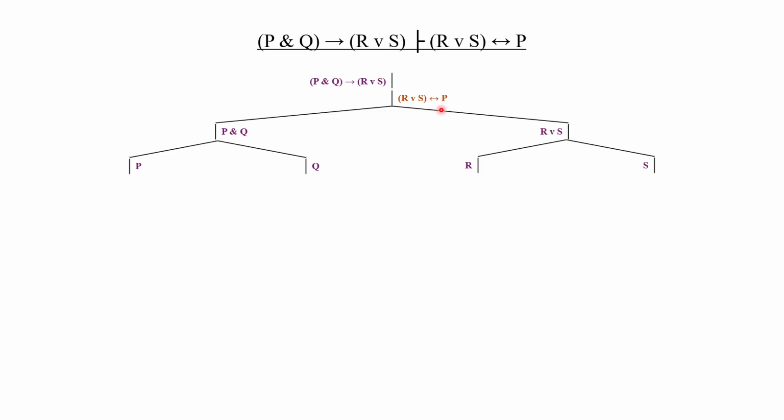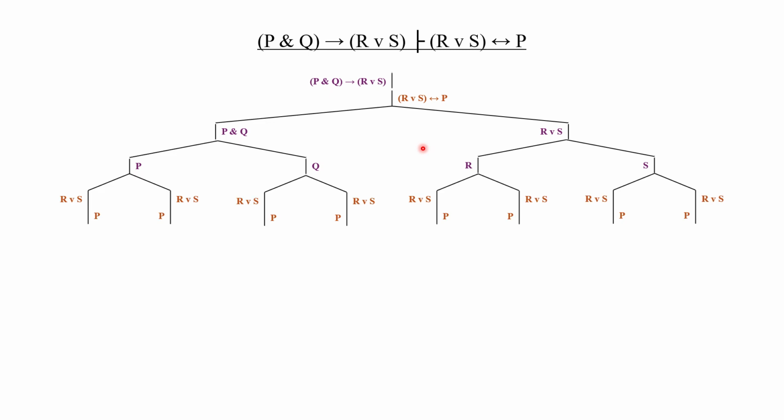Now let's move up to our conclusion. The main operator here is the double arrow. So if a double arrow is on the right-hand side, meaning that it's false, it's where they don't match. So R or S on one side, P on the other, and then just flipped on this one. And it's the same exact thing in all of these different branches.